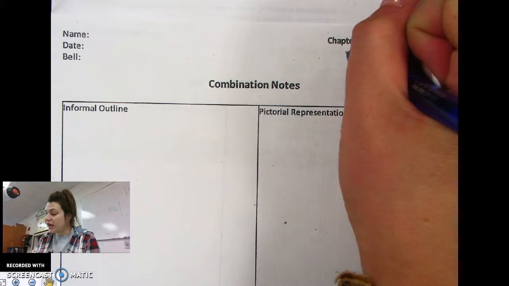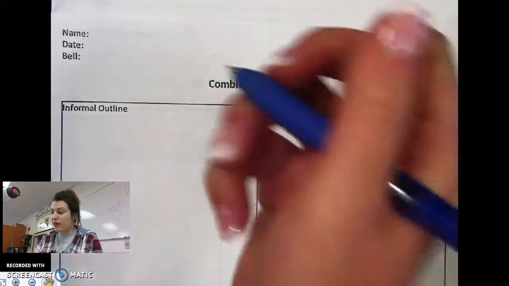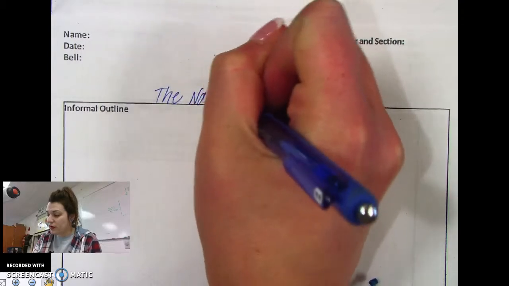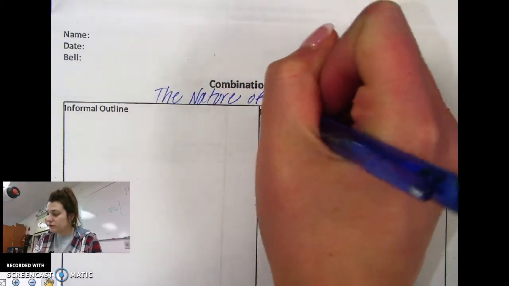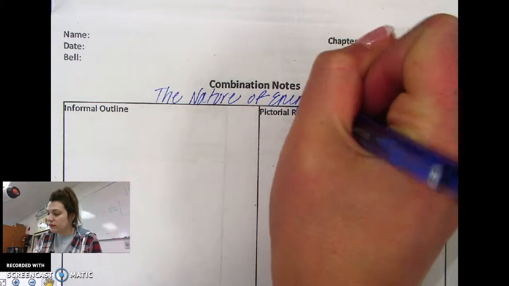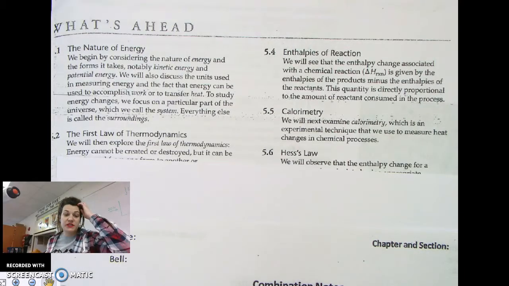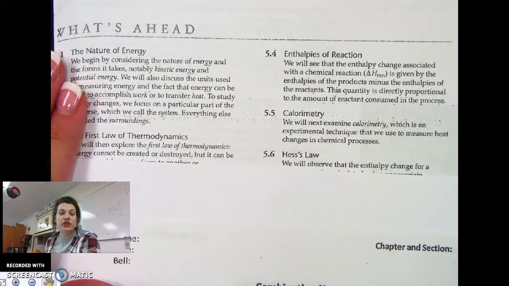But before we start that, we have to talk about the nature of energy. So that's what this section is. Okay. Now, texts are set up different ways. Okay. I always like to read the intro paragraph to the section just so I can get a broad understanding of what I'm going to be looking at. Okay. So since I'm reading section 5.1 first, that's what I'm going to read.